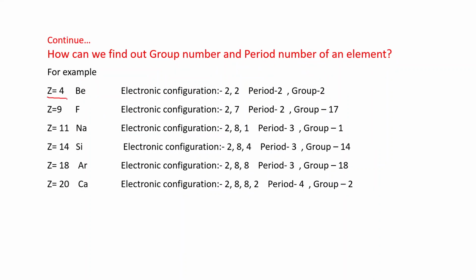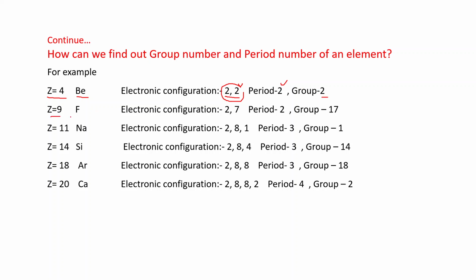Z is equal to 4. If atomic number is 4, that element is beryllium. First write the electronic configuration. This is 2, 2. How many shells are filled? 2 shells are filled. That's why period is 2. In the valence shell, how many valence electrons are there? 2 valence electrons are there. That's why group is 2.